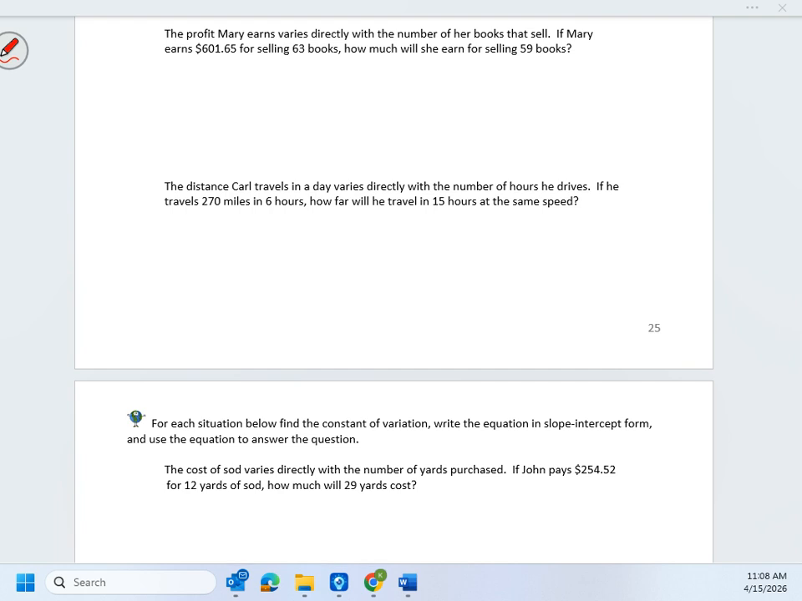So when we look at that first line, we'll always see that it varies directly. Y varies directly with X. So Mary's profit varies directly with the number of books she sells. The profit's the money, that's Y. The number of books is the X. So if I look at my second line, if Mary earns $601.65 for selling 63 books, what's my Y and what's my X? The Y is 601.65, and the X is 63.